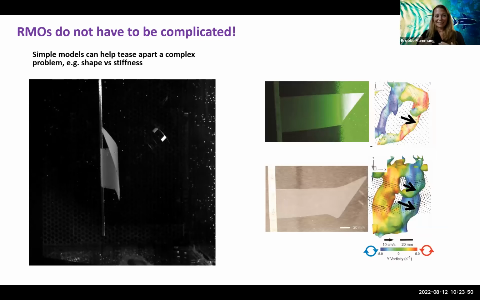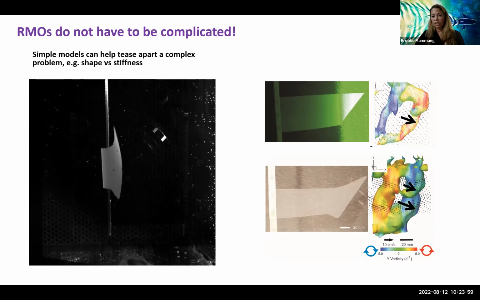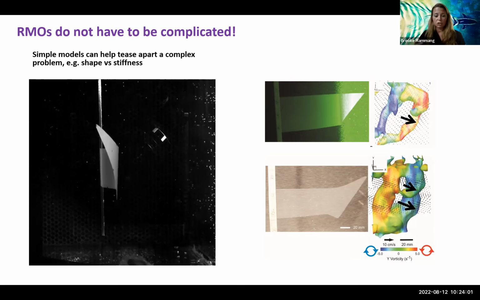We were able to look at the more subtle effects of changes in shape and stiffness that are hard to study once you start introducing organisms that might be very variable in their morphology and have a lot of other differences that you don't want to include in your analysis.